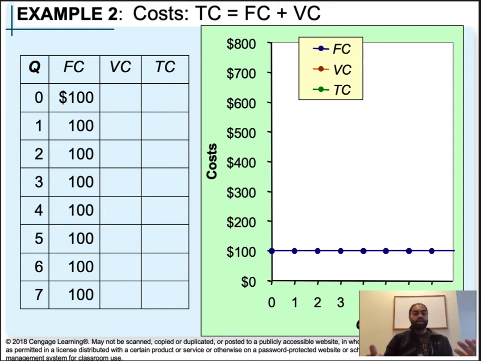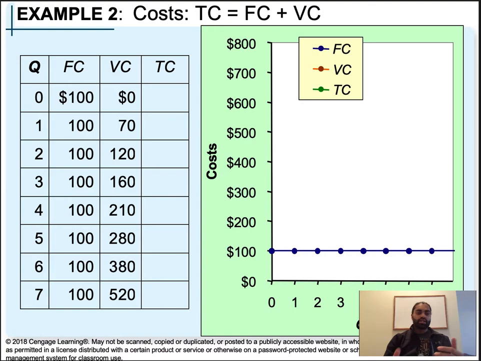Again, it's not changing. Now our variable cost, this is going to be something that varies. So here on our graph, we have it going from 0 all the way to 520. So as we produce more and more, our variable cost increases. Again, it's a cost that varies because either we're hiring more people, using more tools, more materials, whatever it may be. So if we were to plot this, it would look something like this.